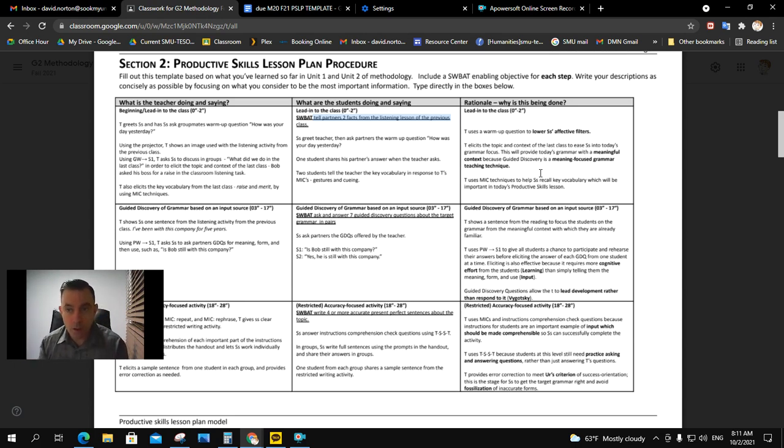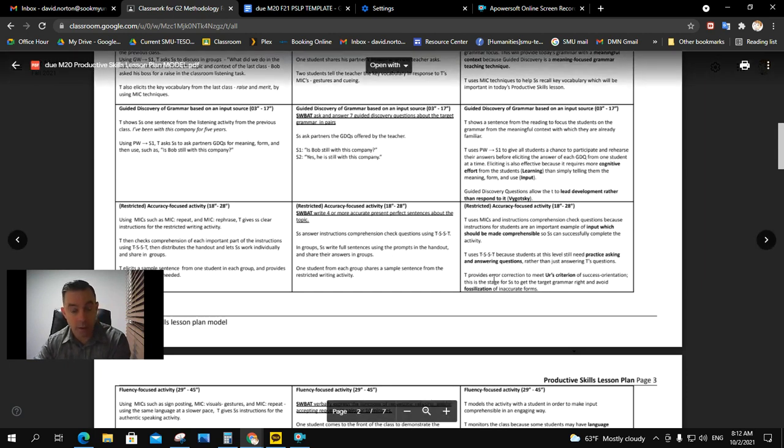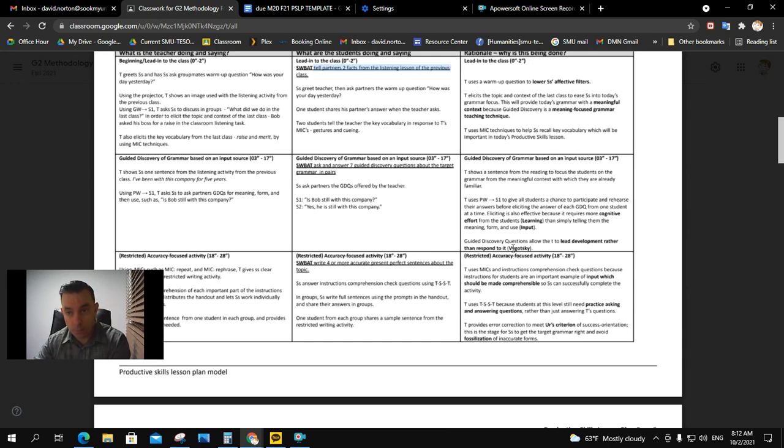I just put it in bold because guided discovery is a meaning-focused grammar teaching technique. Again, that's a general methodology concept. You probably read that in Scrivener. So ideas like that, I would review this with my partner and say, oh, so that's kind of how we should be writing this. Don't follow the model too closely. I don't want to see my own words in them, but use it to inspire you to write the right kind of objective, the right kind of rationale.